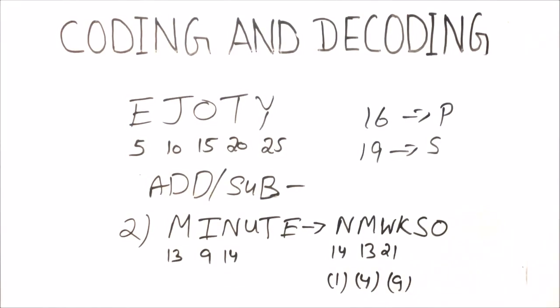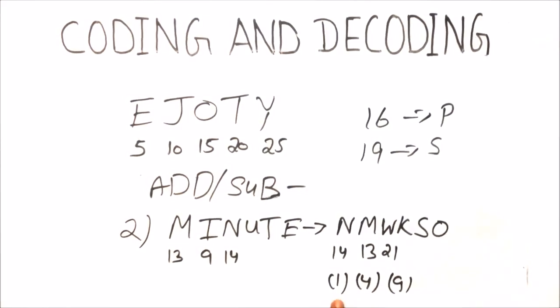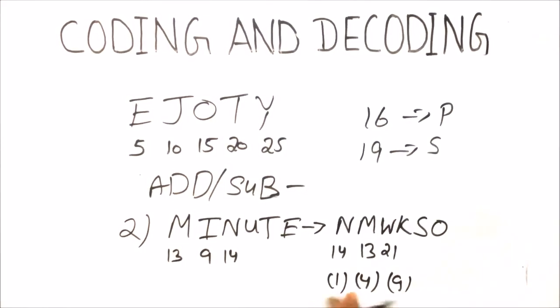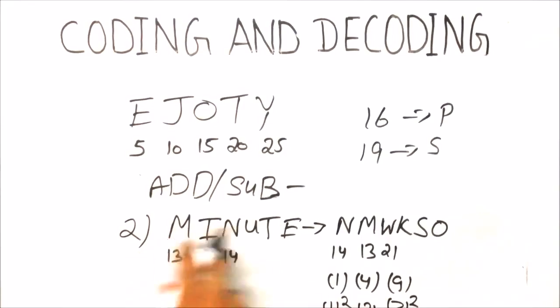Now if you look at 1, 4 and 9, you can gauge the pattern, which is the difference of alphabetical numbers, and the difference is the square of 1, 2 and 3. This is 1 square, this is 2 square, this is 3 square. So the difference is the square of the number.